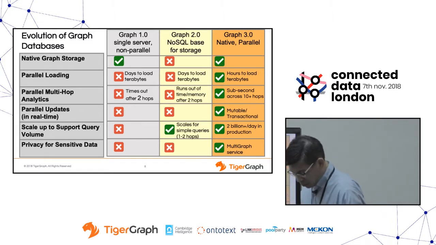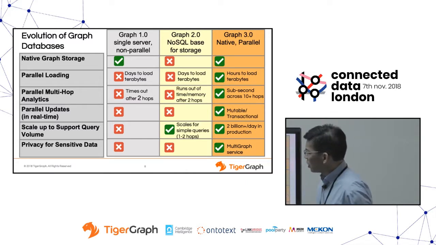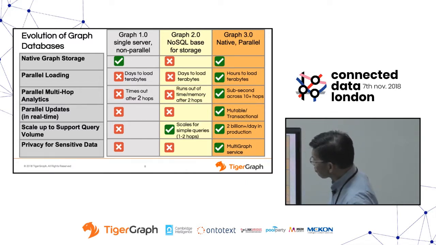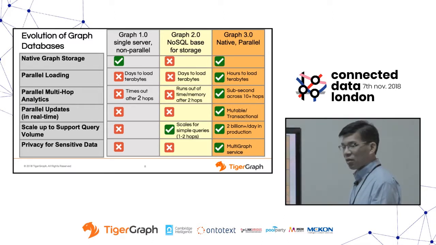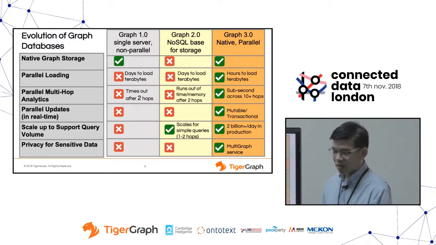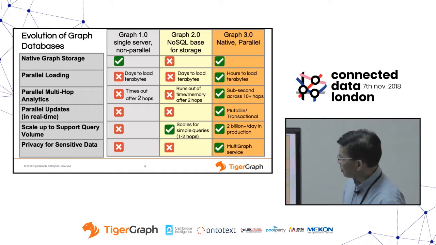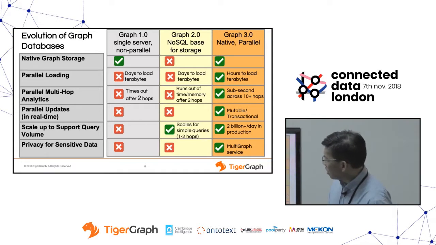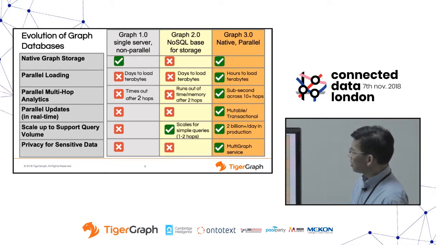At TigerGraph, we see the graph market as having developed in three generations. The first generation was single server. The good thing about it is it was fundamentally, from the ground up, designed as a new product, as a graph database. It's not something that's tacked on to another database or data storage system. But it didn't have the scalability yet.